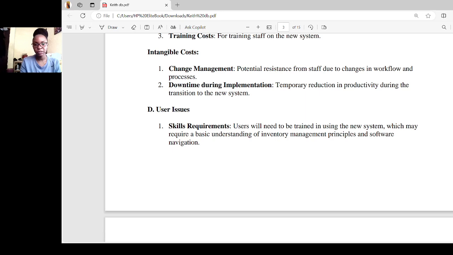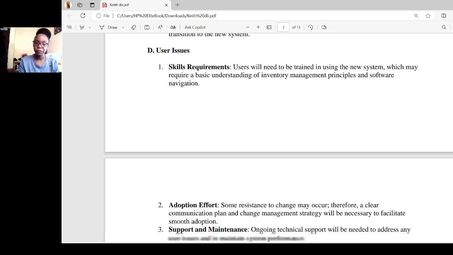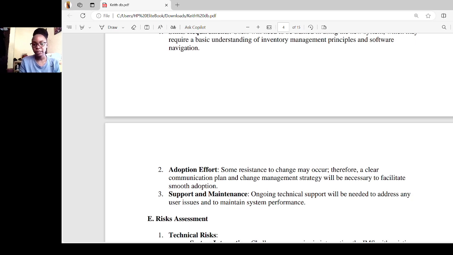Then user issues, skills requirement. Of course, skills will be required to use this system. And adoption effort, some resistance to change may occur. Therefore, a clear communication plan and change management strategy will be necessary to facilitate smooth adoption. People have to adopt the new system. And how? We have to make sure we manage those resistant people who don't like change. In support and maintenance, we have talked about maintenance.